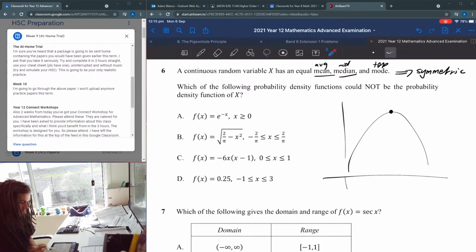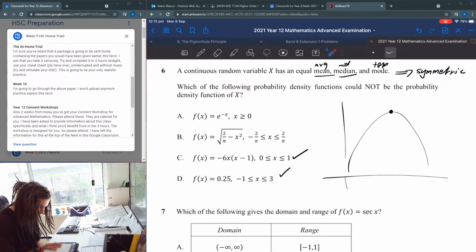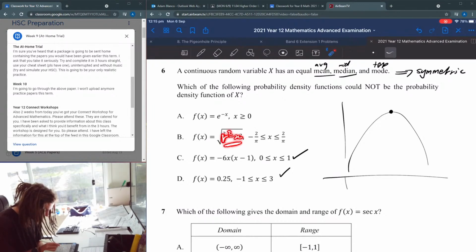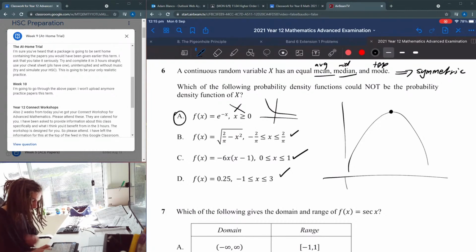Anyway, so which of these graphs are not symmetric? This one is just a straight line, so happy. This one, if you were to expand that, is a parabola, symmetric. This one is, if you remember, r squared minus x squared, that's a semicircle, symmetric. This one's an exponential, which means it looks like this. Pretty sure that's not symmetric, so not this one. Okay.